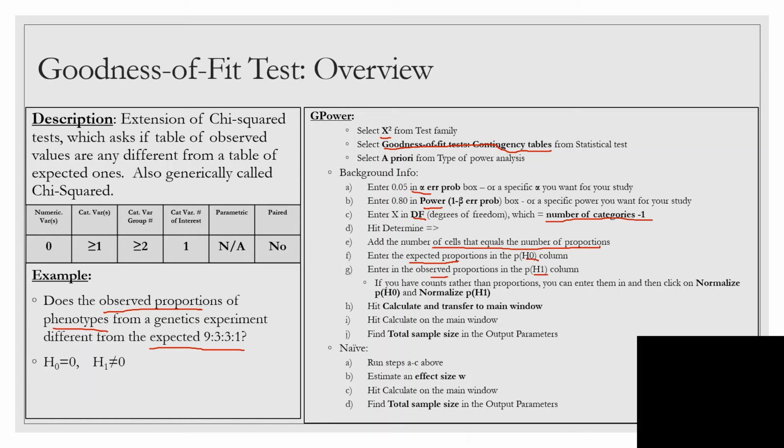And then if you have counts, you can just add the counts raw and then normalize them. Or if you have the proportions already, just enter them as proportions. Calculate and transfer to get total sample size. Same three steps above, and then just estimate effect size.